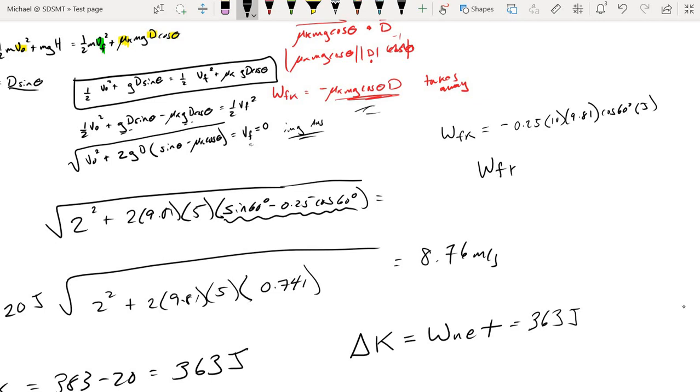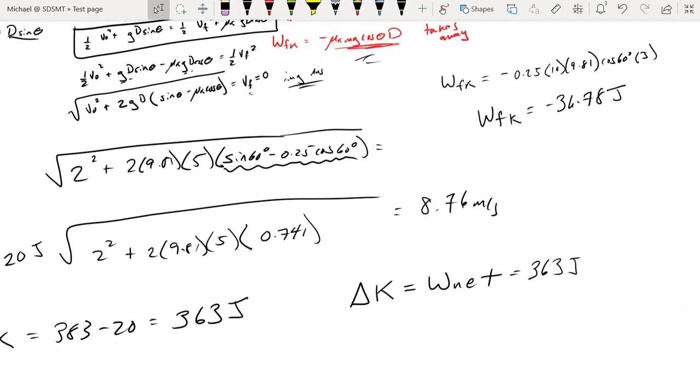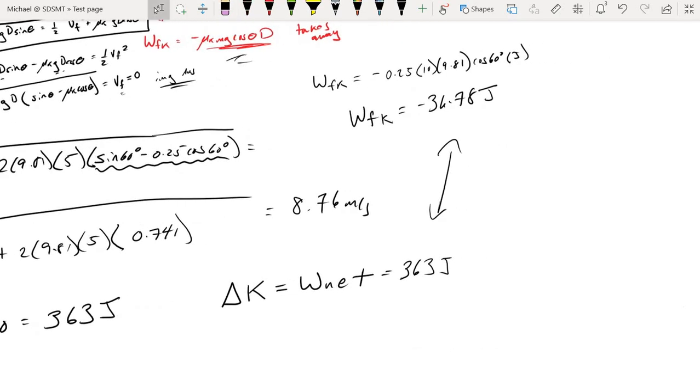And this actually isn't that much. We have negative 36.78 joules. And you compare those two, and obviously they're not the same thing. So how can we have so much more energy being put into the kinetic case when we only took this much energy away for friction?